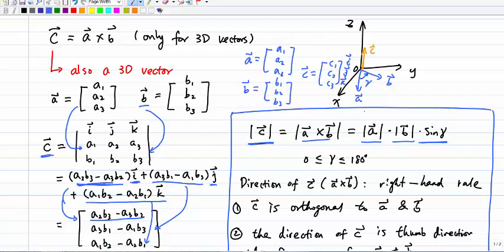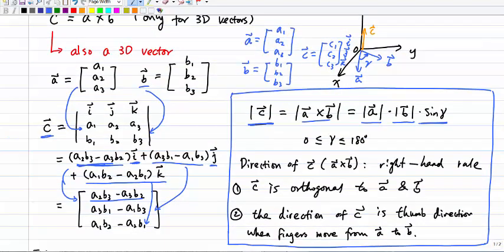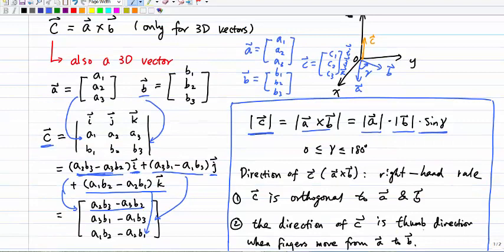It is determined by the right-hand rule. This means the direction of C is the same direction as your thumb when your fingers move from A to B. If I draw my hand, these are my four fingers and this is my thumb, this direction for my fingers is pointing.